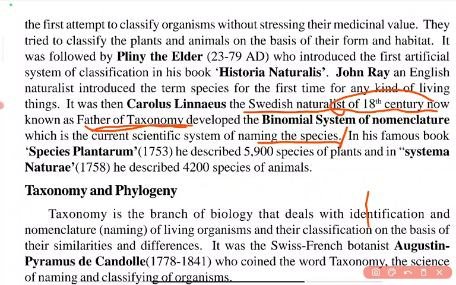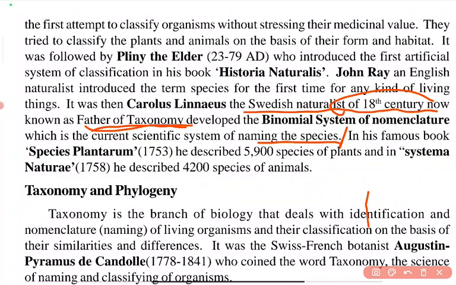I already told you the definition of taxonomy. Please comment that definition. If you remember it, then don't worry. When you learn this, you can comment it. And it is very easy. How? The naming, classifying, identifying the organisms. That is taxonomy.